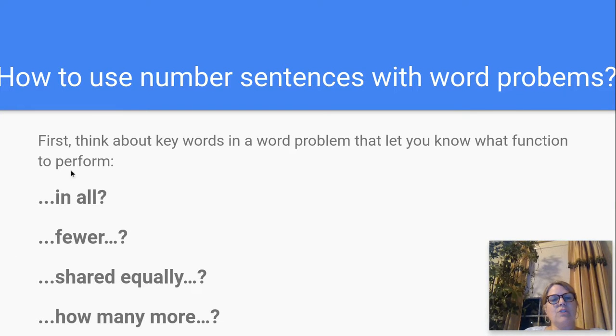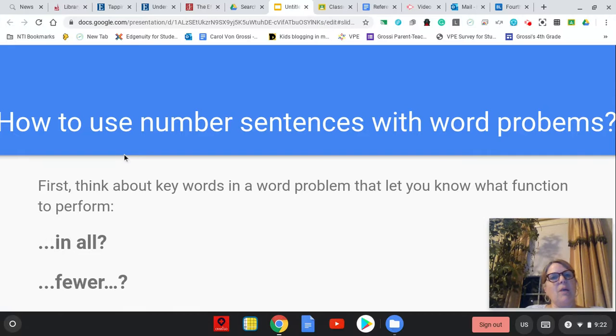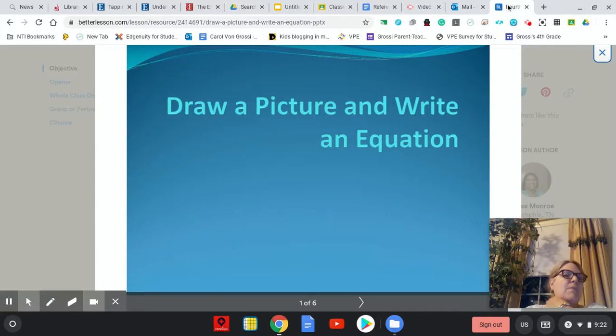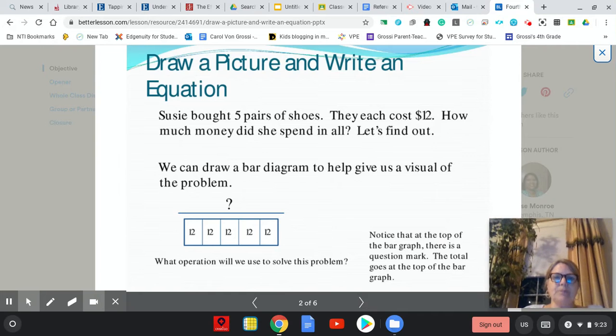Okay. So just remember those keywords. There's probably a few others that you know and remember and have seen. But as you're reading your word problems, you're looking for keywords. The other thing you want to do to help you with writing number sentences or writing equations is it's really good to also use that strategy of drawing a picture or a model. Okay, so let's look at some examples. Draw a picture and write an equation.